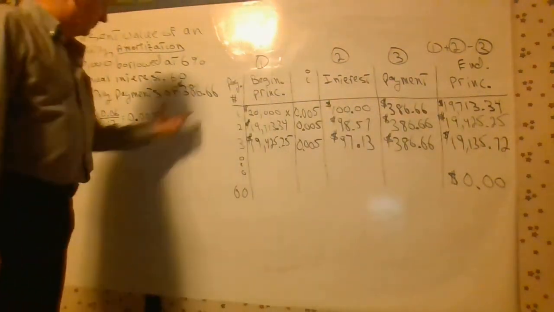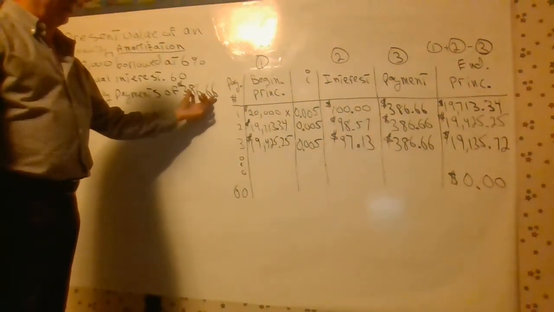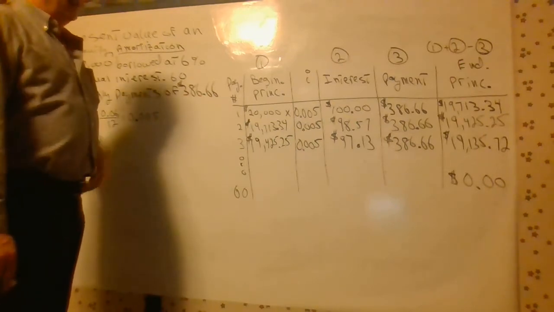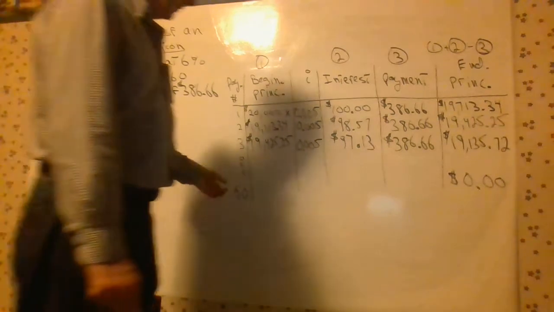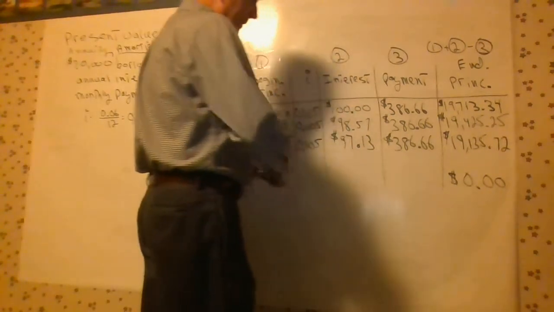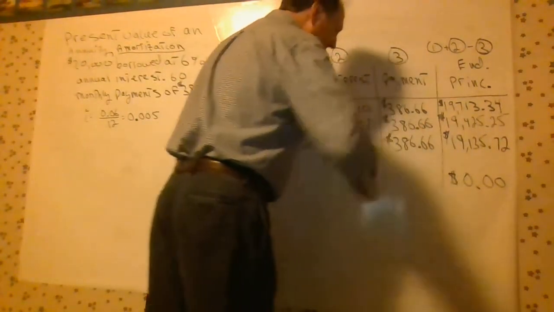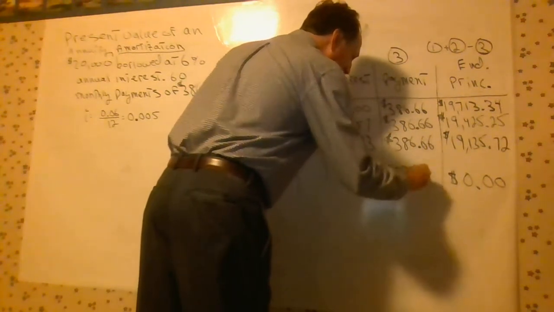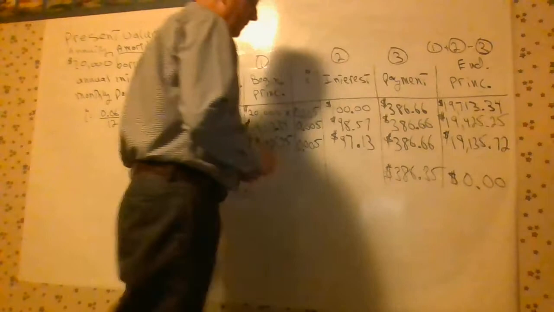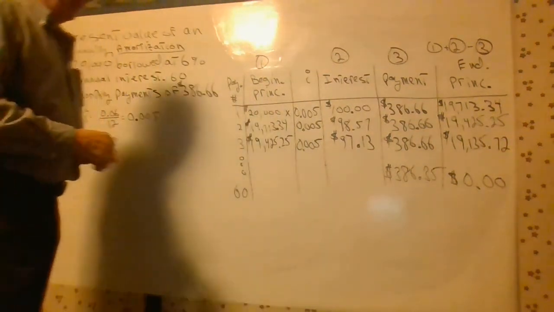Sometimes banks will round this payment up to the nearest dime or nearest dollar, and they're not trying to chisel any money out of you. They'll amortize the loan a little quicker, and then in the end, you will have an irregular payment. This payment may be something like $386.35. So you get credit for it.